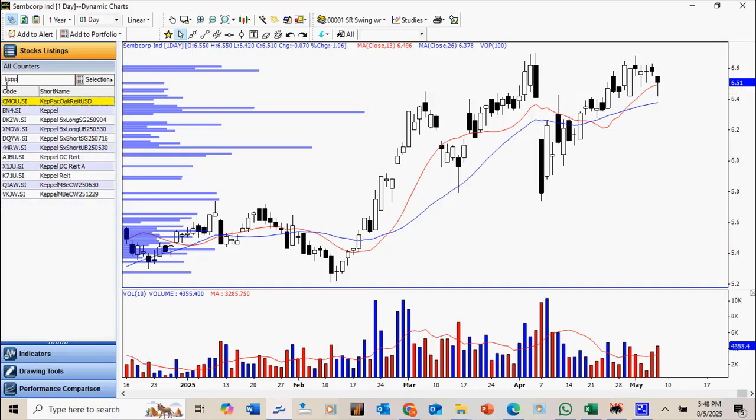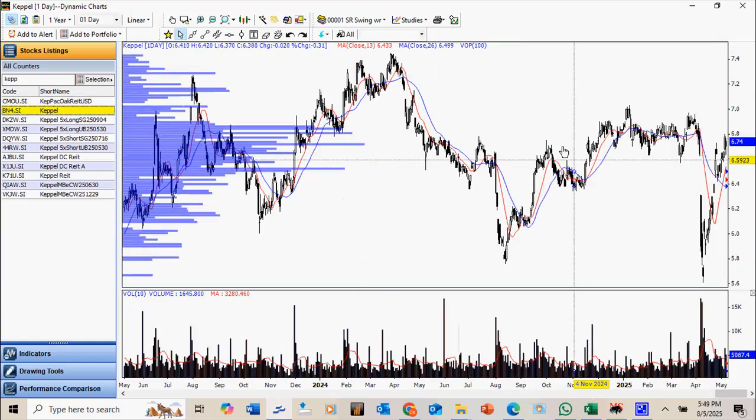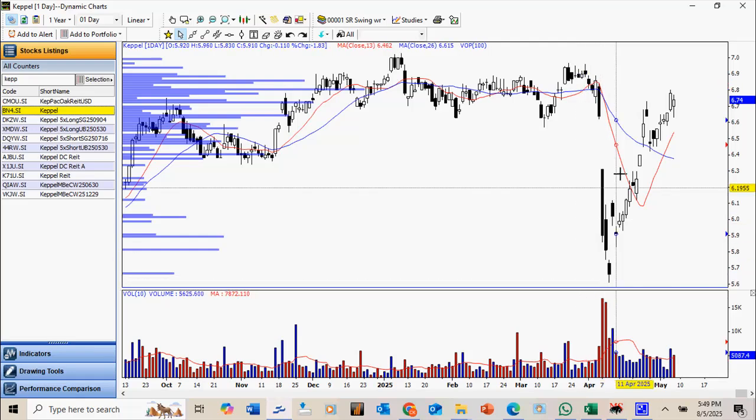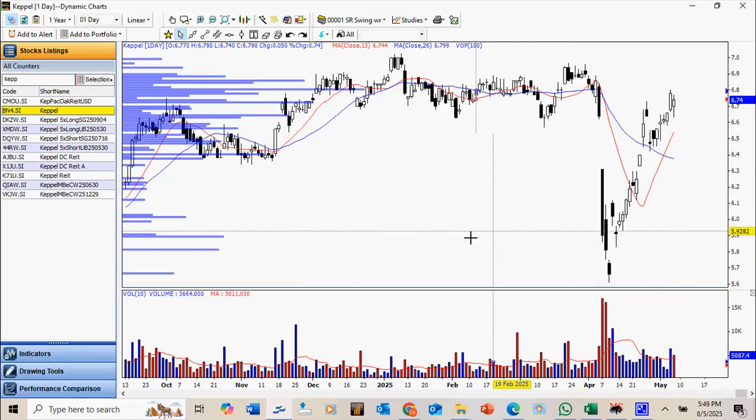Keppel Corp has had a very nice run, but it's approaching a very obvious congestion area. So if you notice after the setup, it actually has a very nice run, and the pullback managed to stage a break on the upside, but it's approaching this congestion area. So again, we just have to observe that it's no good at this point to trade the stock. We certainly do not want to take its trades with immediate overhead resistance.